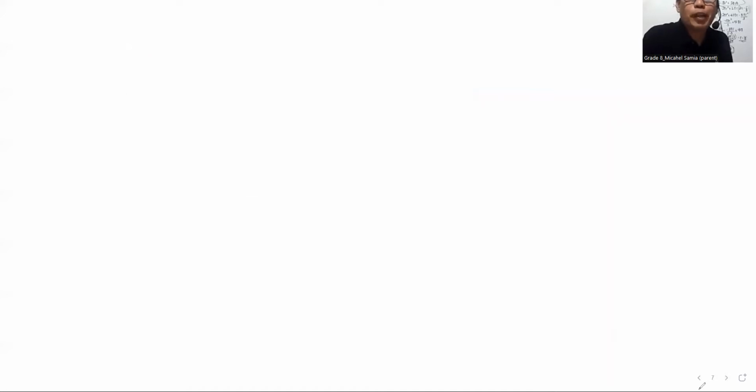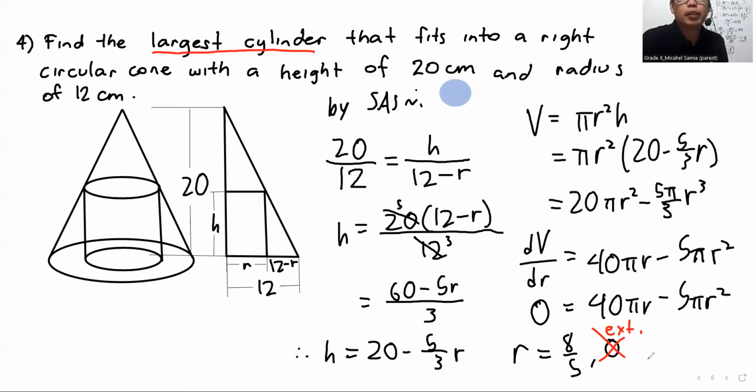Josh, bakit 8 over 5? Dapat po 8. Bakit, ano nga, ulitin mo. Transpose mo nga. Transpose negative 5 pi r squared to the left side of the equation. It's not going to be a fraction. O, see? R is equal to 40 divided by 5. Okay, yun. So, hindi 5 over 8. Oh, sorry, 8 over 5. Hindi pala 8 over 5.